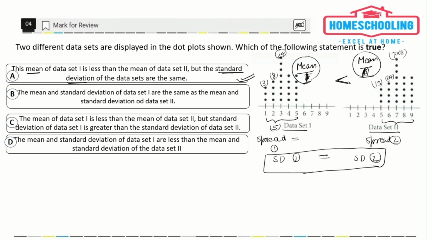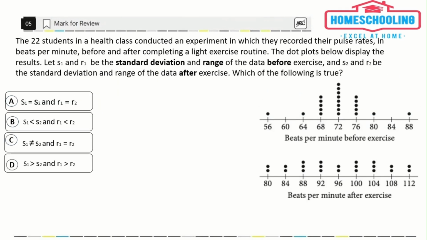Now let's move on to question number 5. Question number 5 says that 22 students in a health class conducted an experiment in which they recorded their pulse rate in beats per minute before and after completing a light exercise routine. The dot plots below show the result.